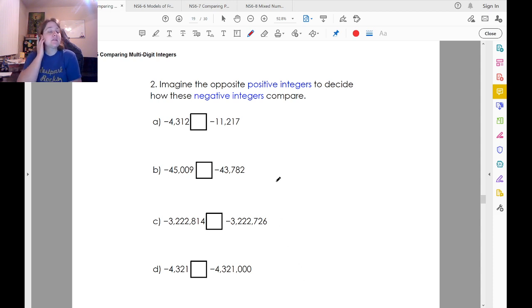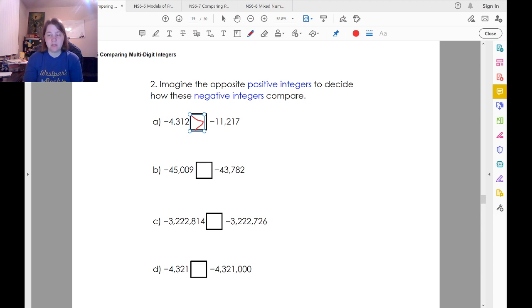Now we get into some things with just negative numbers. This is where we really have to remember that with negative numbers, the bigger the number, the farther down you go, the more you go into debt, the more you are losing. So, would you rather lose $4,000 or lose $11,000? I'd rather lose $4,000. And as they say, imagine the opposite positive integer. I'd rather have 11,000, but I'd rather lose 4,000.